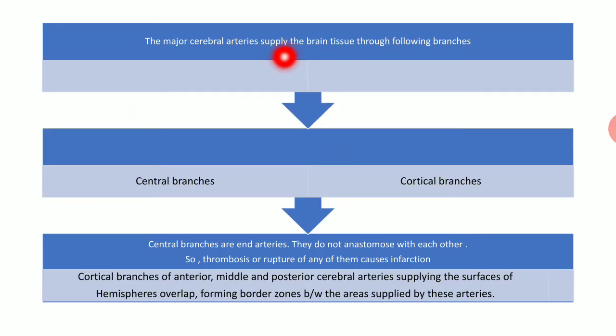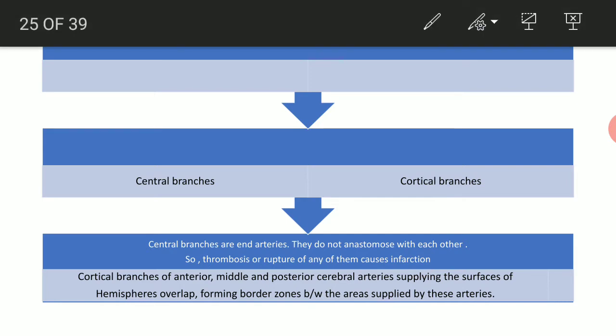So major cerebral arteries supply the brain tissue through the following branches: central branches and cortical branches. Now these central branches are end arteries. They do not anastomose with each other. So thrombosis or rupture of any of them causes infarction. While cortical branches of the anterior, middle and posterior cerebral arteries supplying the surface of the hemisphere overlap, forming border zones between the areas supplied by these arteries.